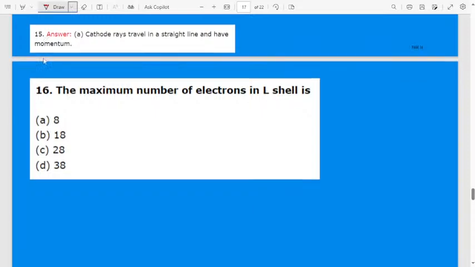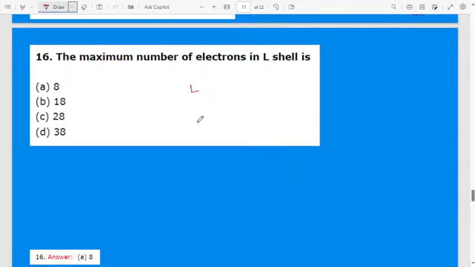Then question number 16, the maximum number of electrons in L shell. Option A 8, option B 18, option C 28, option D 38. In the L shell, what is the maximum number of electrons? That will be 8. K, L, M, N: K is 2, L is 8, M is 18, then N is 32.